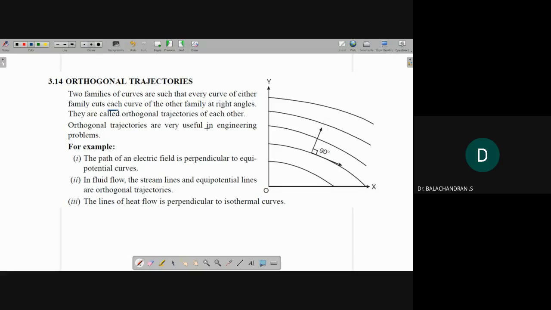There are some application side or engineering side problems. Especially mechanical and electrical science students will study maybe in the second year, maybe in the second semester also. I don't know exactly. The path of an electric field is perpendicular to equipotential curves. In fluid flow, the streamlines and equipotential lines are orthogonal trajectories. The lines of heat flow are perpendicular to isothermal curves. These are some examples of orthogonal trajectories. Maybe you will study them in the upcoming semesters.